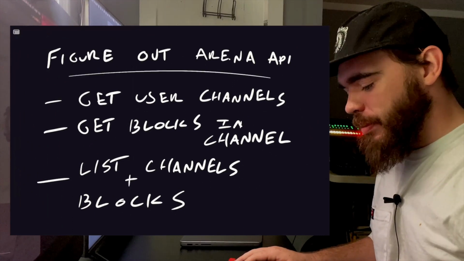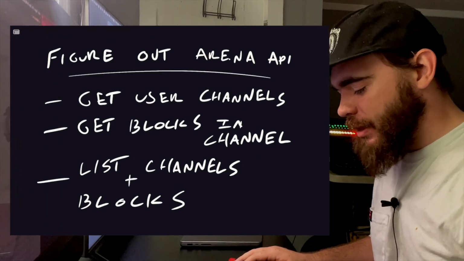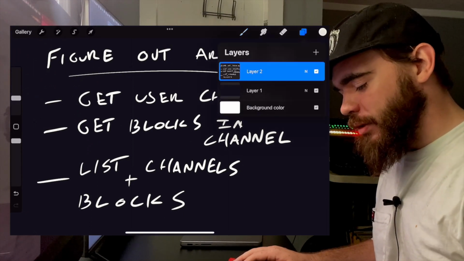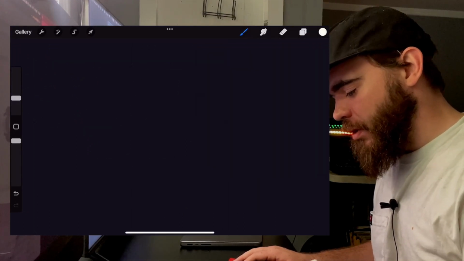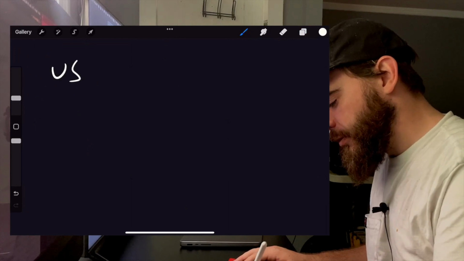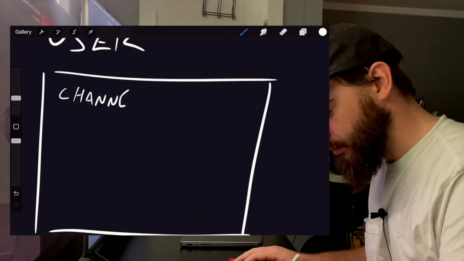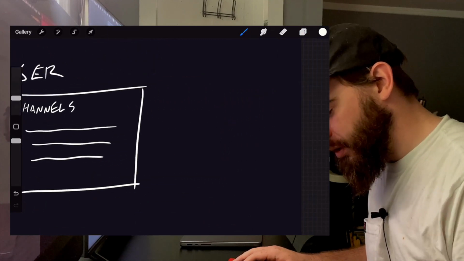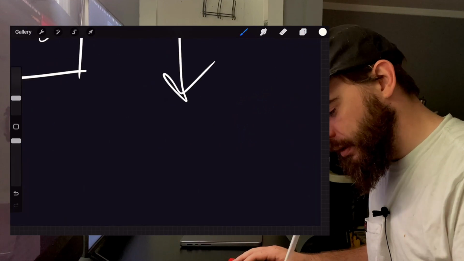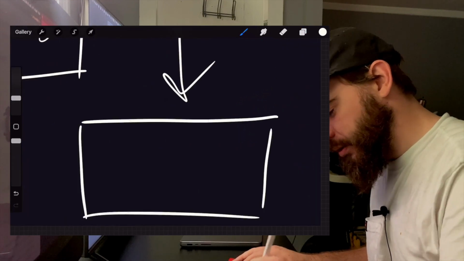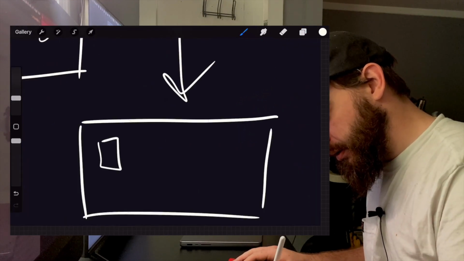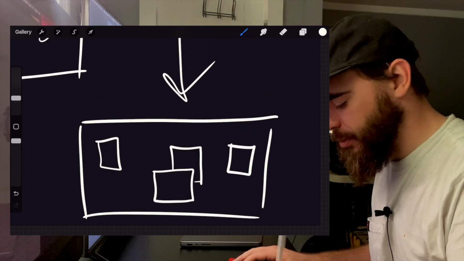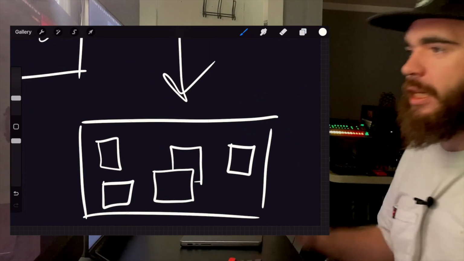I want to figure out the Arena API. And what that means is getting channels, getting blocks. But more importantly, I want to do a little sketch of what I want, right? I want a user, maybe just a flat list first. And then if you click one of these, it brings you to a channel where I want all of the blocks to be little draggable cards that we can move around anywhere we want.